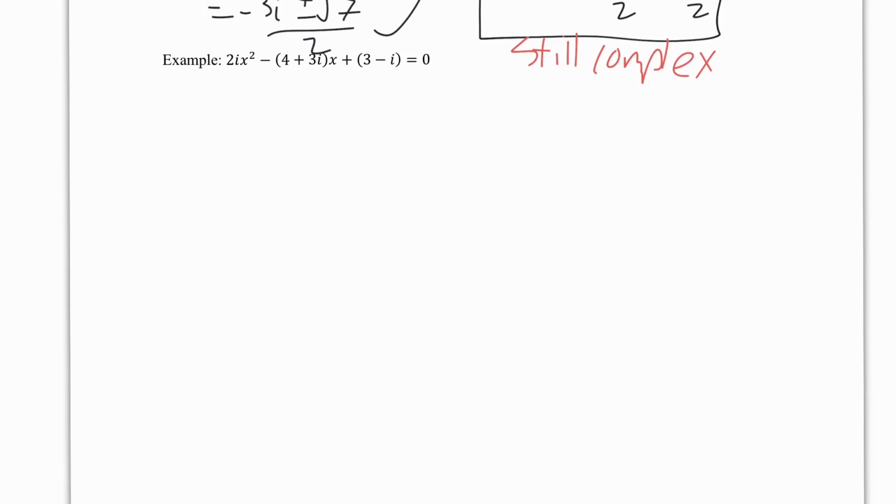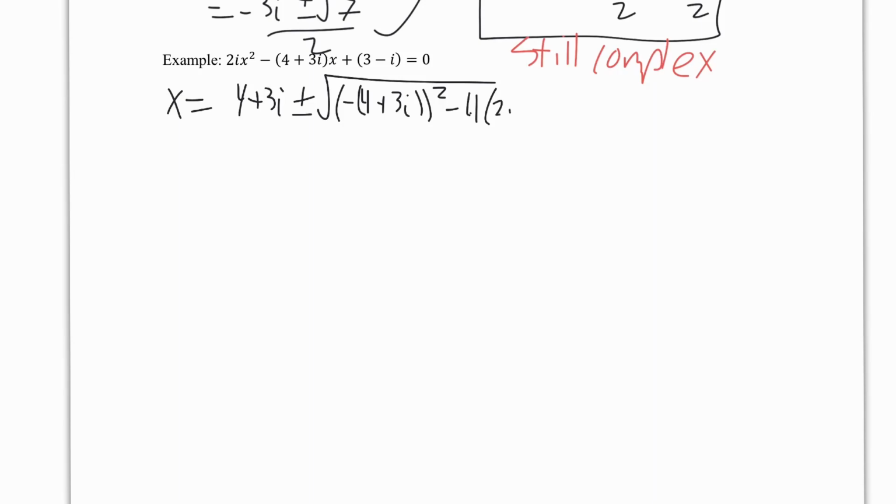So let's try another example here. We have 2i x squared minus (4 plus 3i) x plus 3 minus i equals 0. So we're going to try to solve this again using the quadratic formula. So let's do our best. Well, x will equal negative b, so 4 plus 3i, plus or minus the square root of b squared, so negative (4 plus 3i) all squared, minus 4ac, all over 2a.